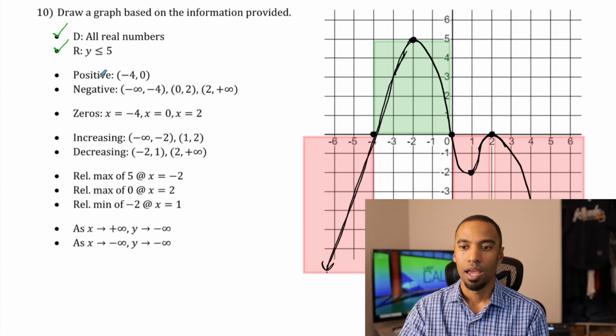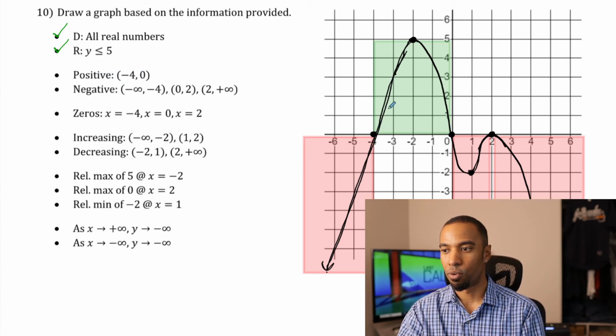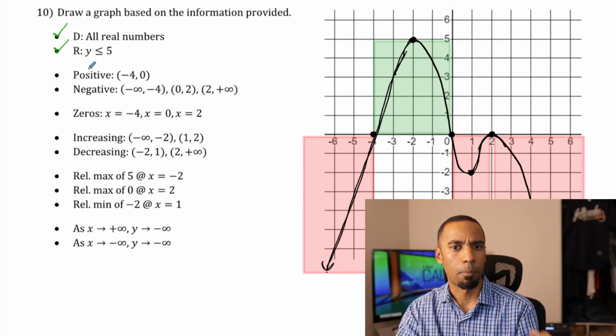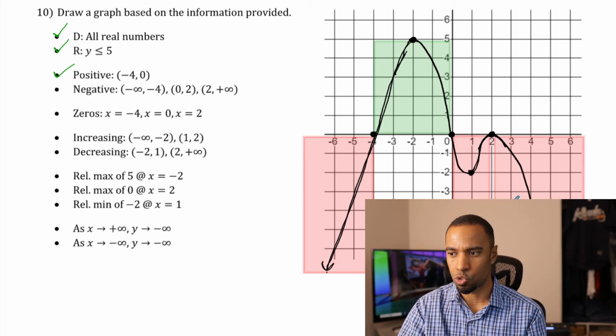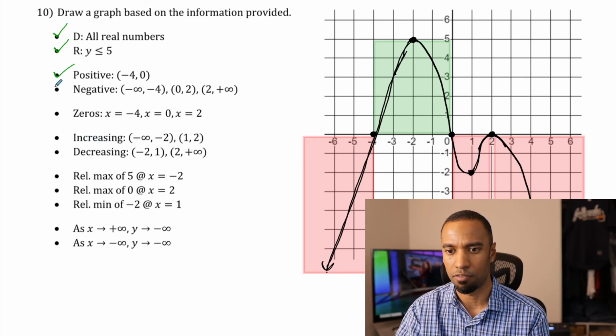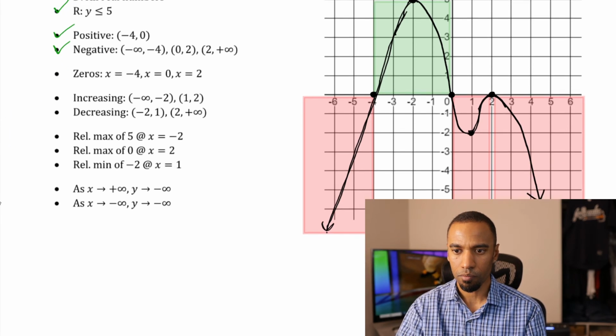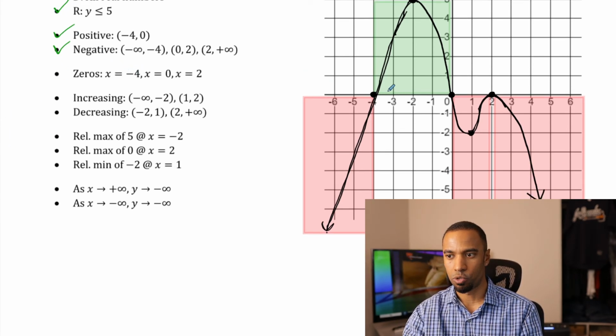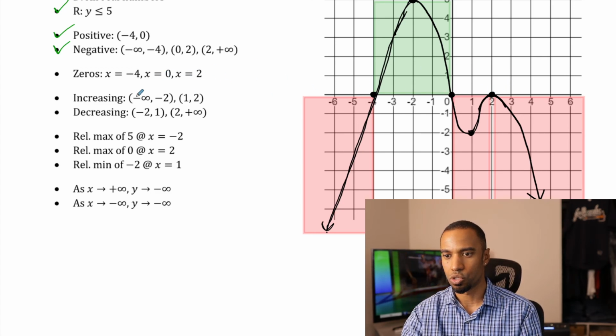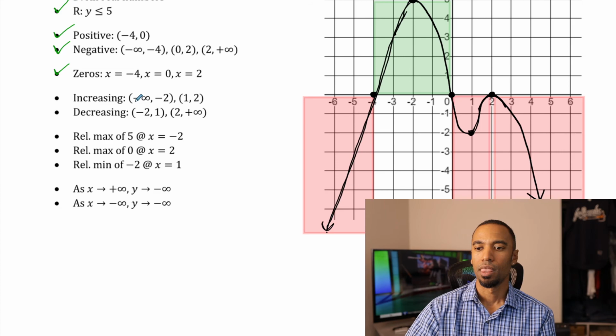Check. It's positive from -4 to 0. Up above, yeah, within the boxes, we can check that one, and negative, it's within these boxes here. Sorry if my picture's kind of in the way here, but check that one off. The zeros, we plotted those. X equals -4, and it goes through it. X equals 0, and it goes through it. X equals 2, and it goes through it. Check, check, check.